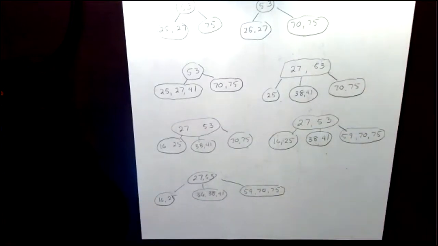Now the next number is 73. And the 73 is going to go into this node, which means I need to split this node up, and I can check and go, yep, I can go up. So I'm going to move the 70 up, the 59 to the left, the 75 to the right, and the new number 73 is going to go to the right as well.